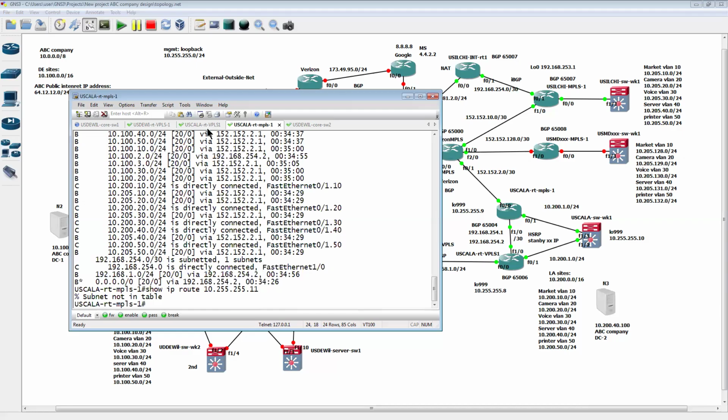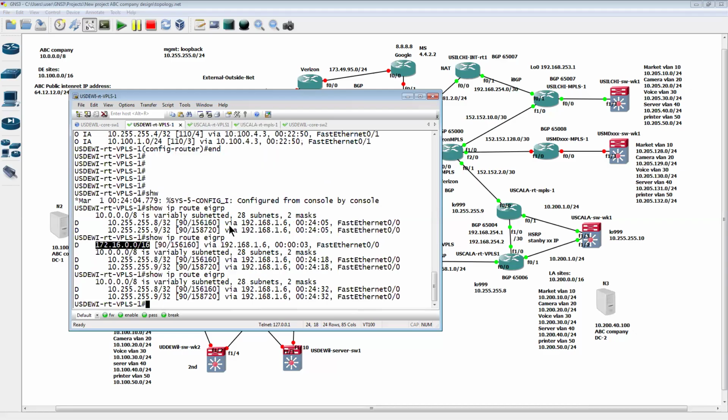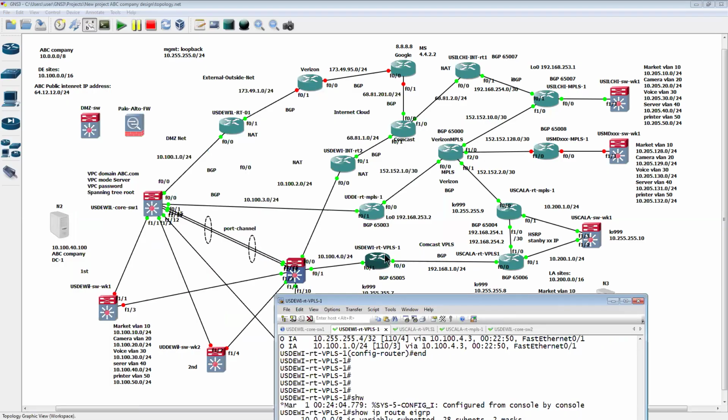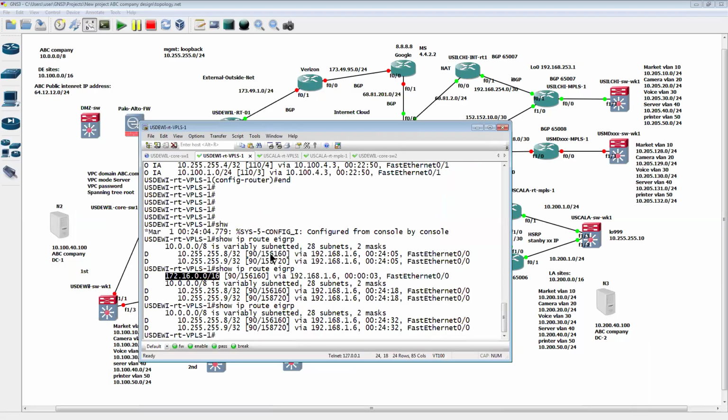Let's go back to here again. So what else could it be, right? First thing in the VPS router, did we do it correctly? Let me show again. Show run section router.